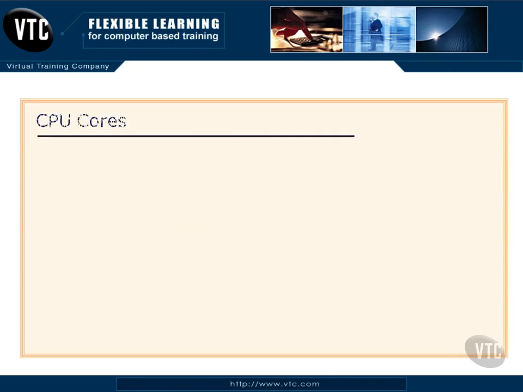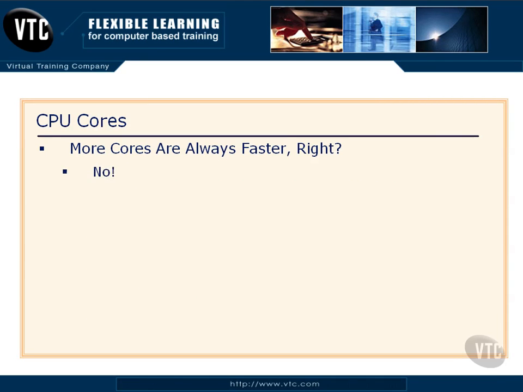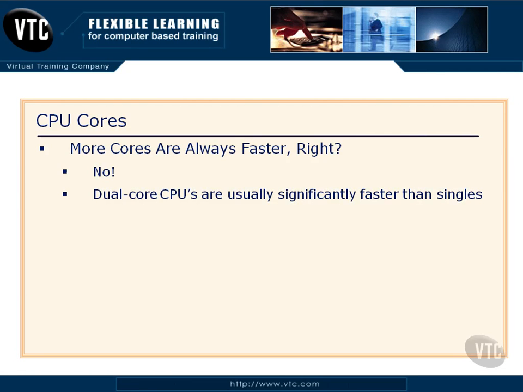because you're getting the power of 4 CPUs on that, and they want you to pay for that power. All right, now more cores always means everything runs faster, right? Well, again, no, not exactly, and here's why. Dual core CPUs are usually significantly faster than singles. Now why is that? It's because dual core CPUs kind of have a jump start.